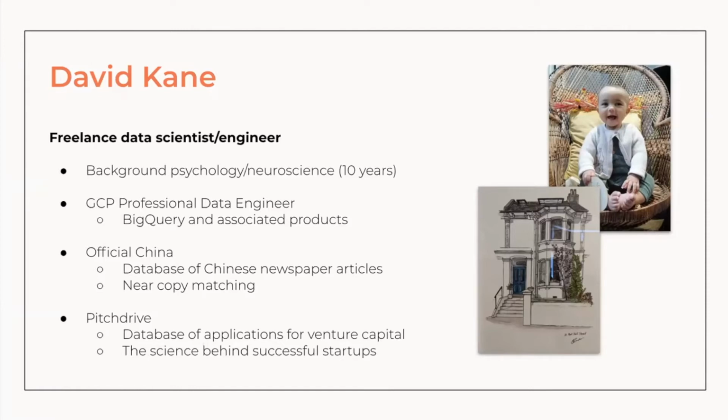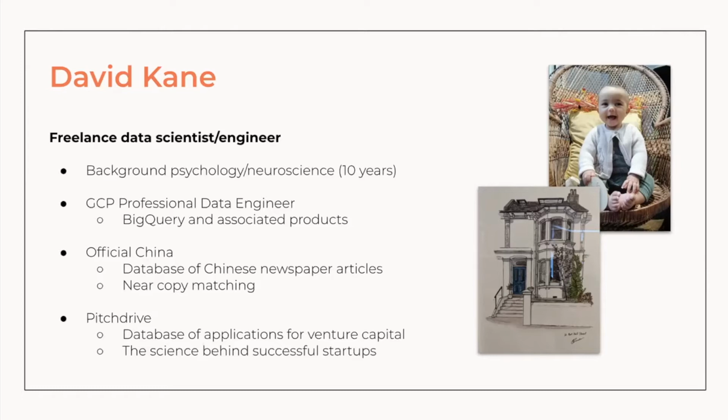So I'm working freelance now, and my work is primarily around BigQuery and associated products in the Google Cloud Platform. And I've got just 2 clients at the moment. One's Official China, where we're building a database of Chinese newspapers over the last 30 years. And primarily what we're doing with this database is near copy matching of the newspaper articles. Because it turns out in China, there's no such thing as plagiarism. So they just copy all the articles. So if you want to find out trends in China, what you do is you just do near copy matching of articles, and you see which articles are popular over the years and over the days.